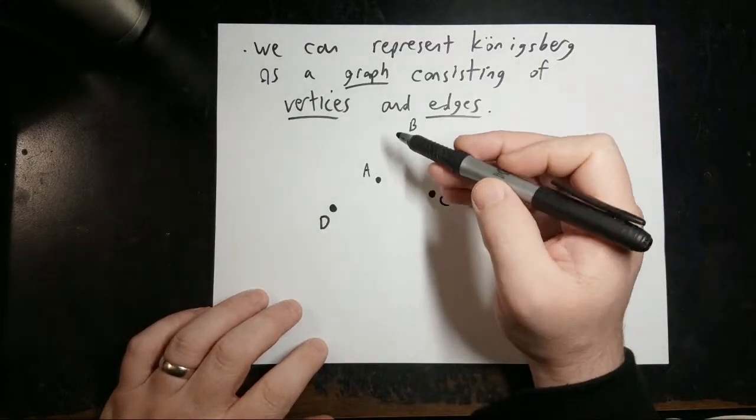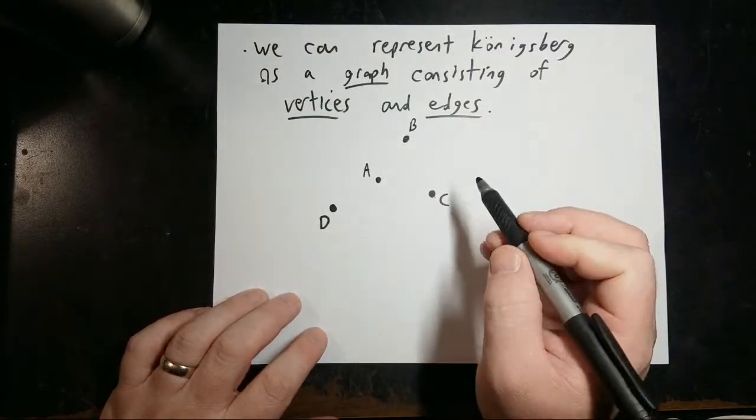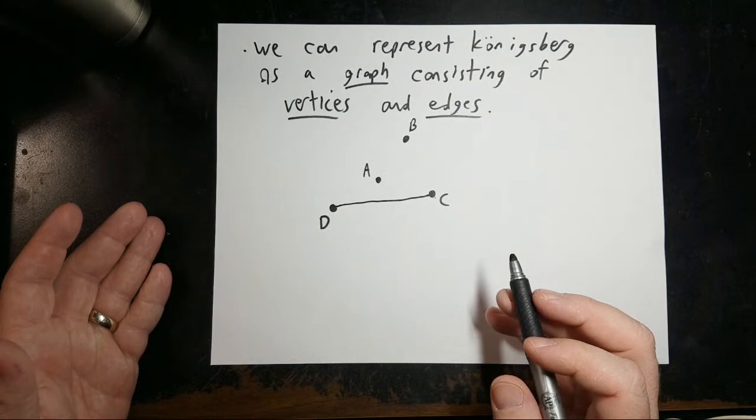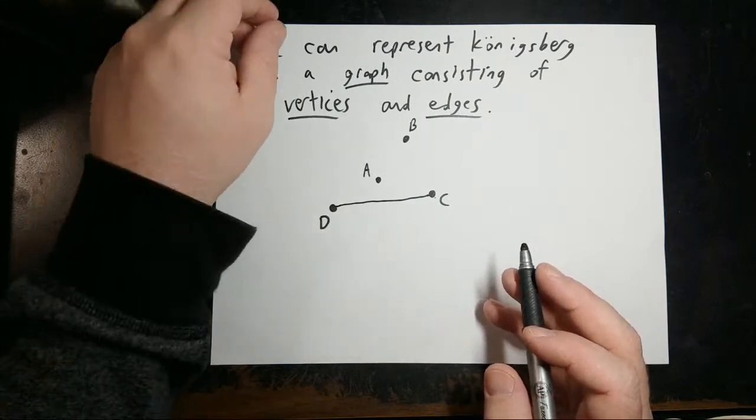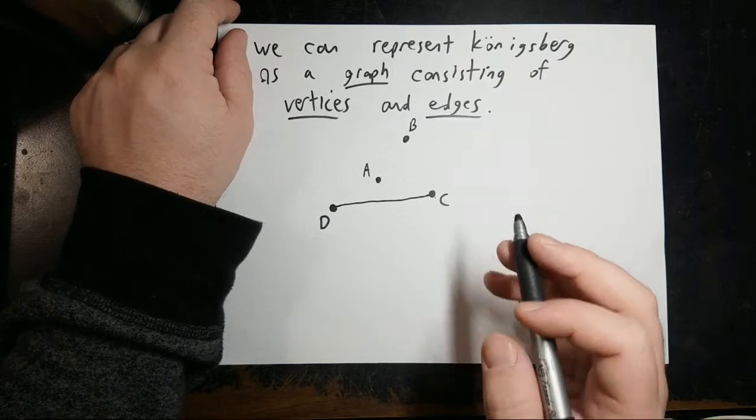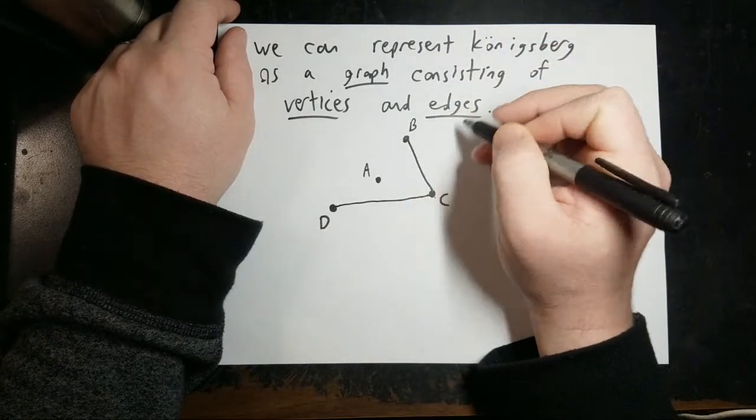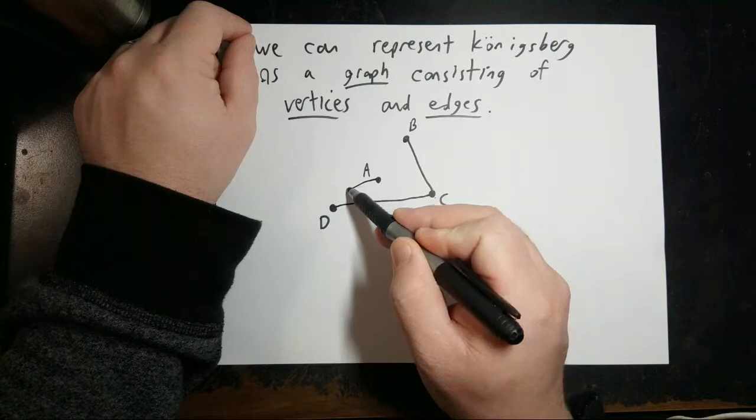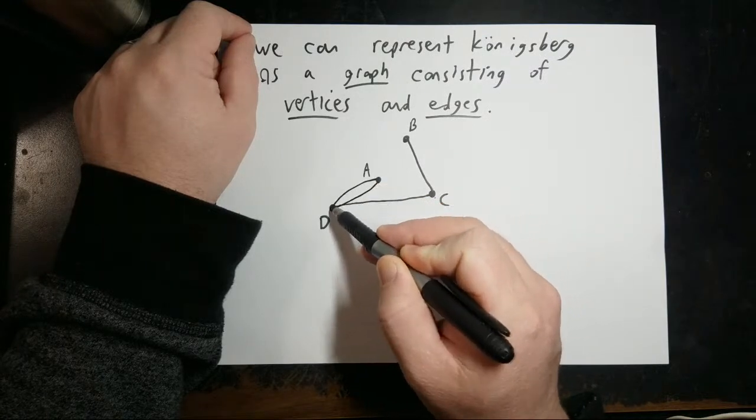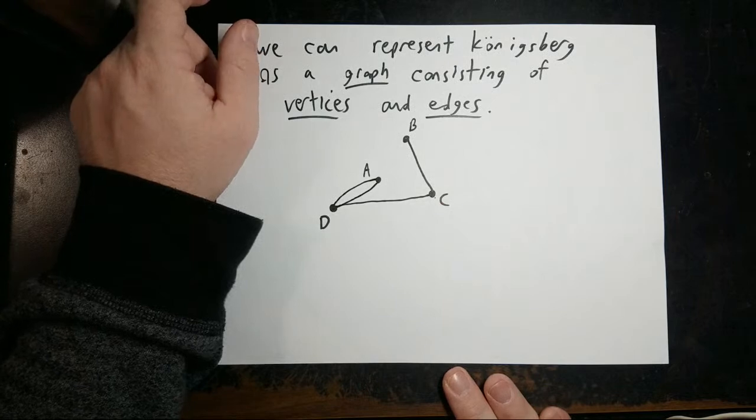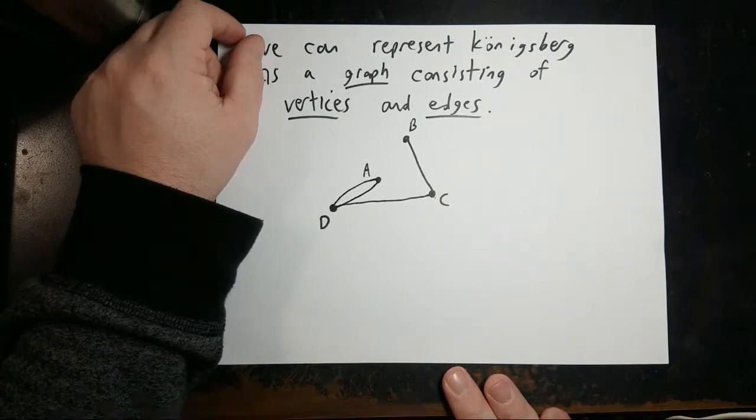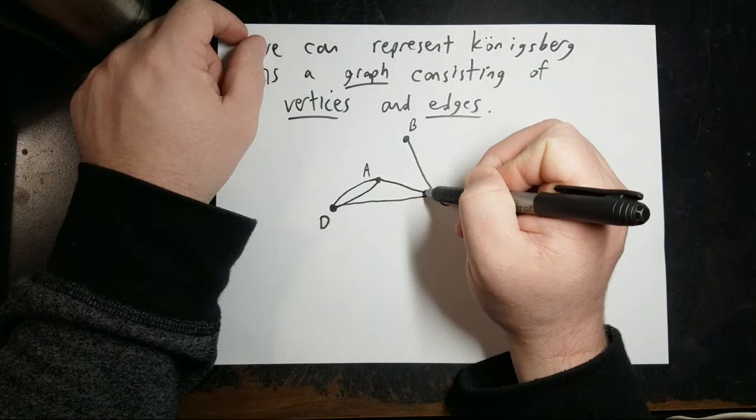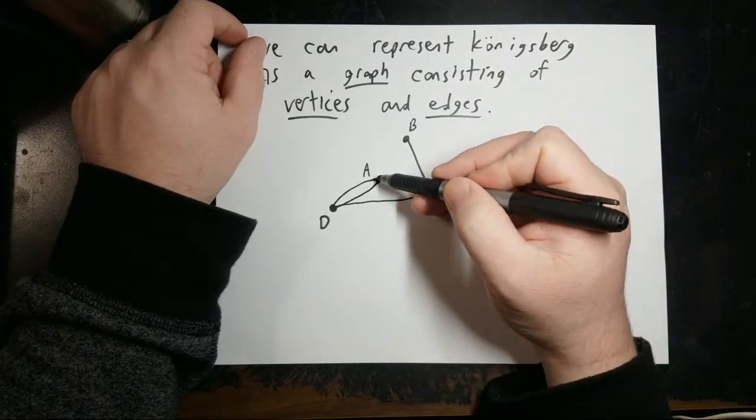Anyway, for example, C and D were only connected by one bridge. This is just a graphical representation of that connection. B and C were also connected by a single bridge. A and D were actually connected by two bridges, and to represent that, these connections don't have to be straight lines. Then A and C were connected by a single bridge, and it looks like B and C were also connected by two bridges.